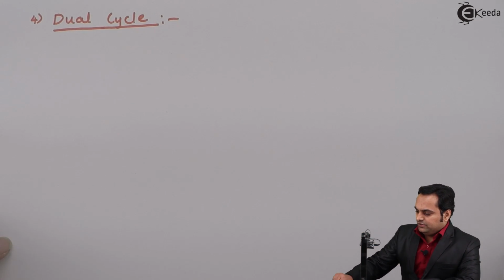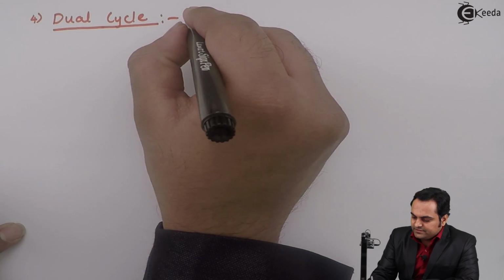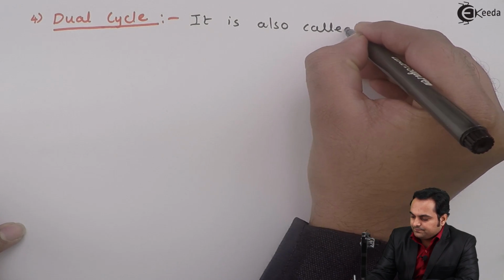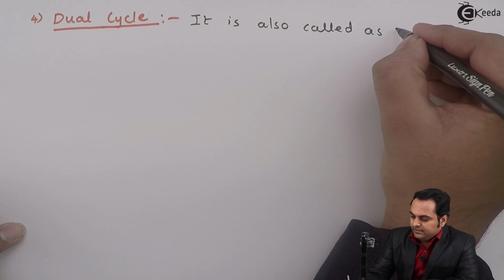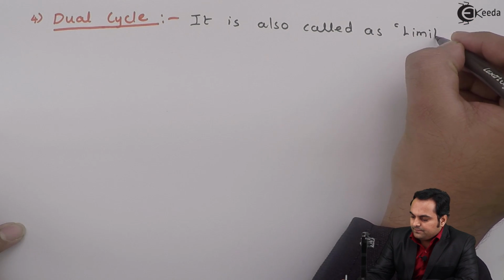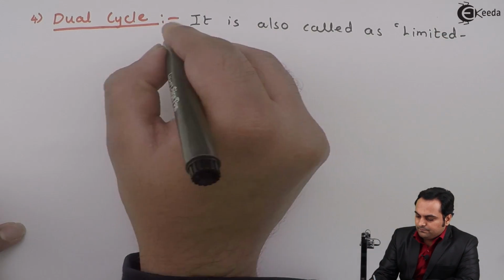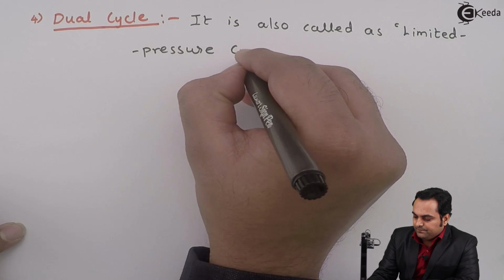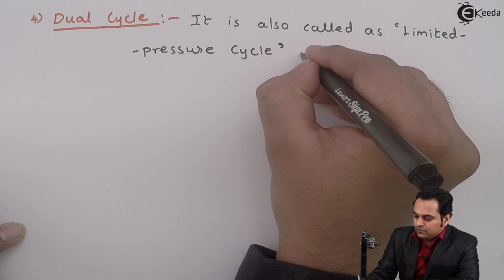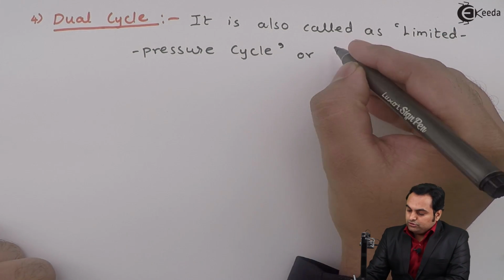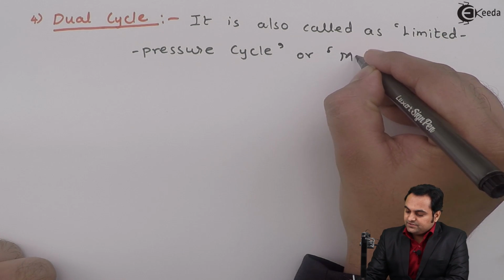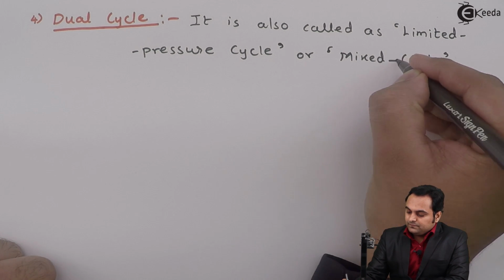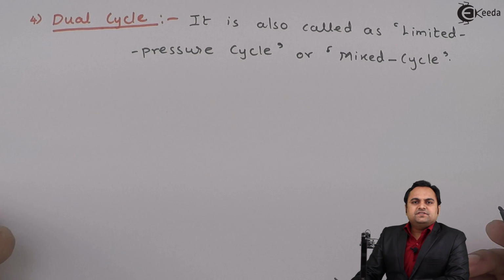Now I'll write down that dual cycle, it is also called as limited pressure cycle, or it is also called as mixed cycle. Limited pressure cycle or mixed cycle.